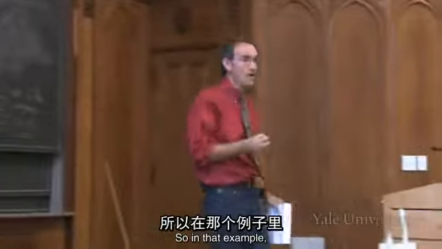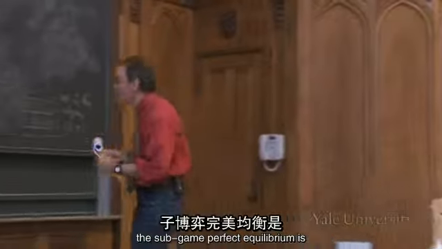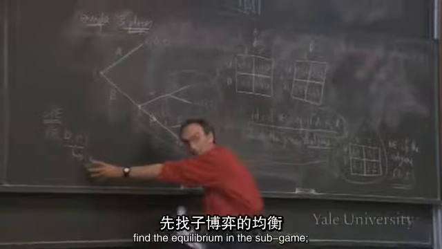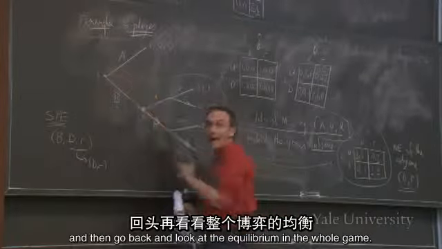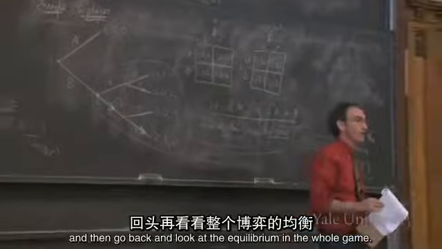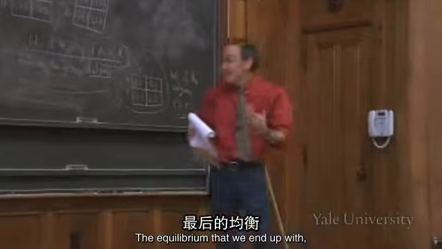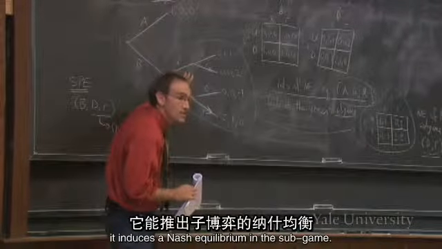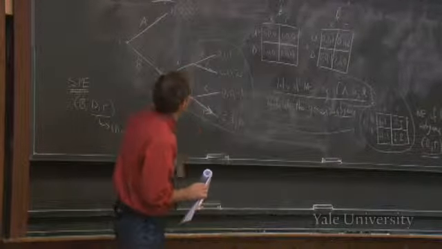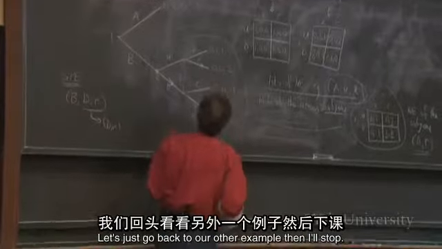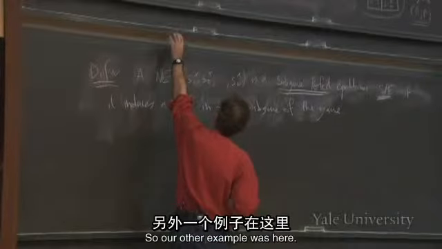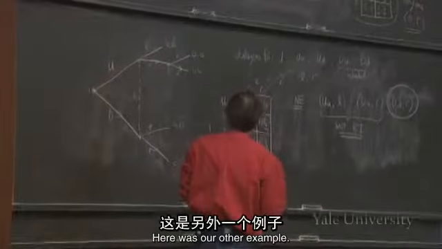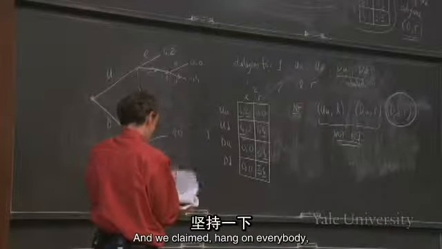So in that example, the subgame perfect equilibrium is found by first looking in the subgame, finding the equilibrium in the subgame, and then going back and looking at the equilibrium in the whole game. The equilibrium we end up with is a Nash equilibrium in the whole game, but more importantly, it induces a Nash equilibrium in the subgame. Let's just go back to our other example, and then I'll stop. Here was our other example.